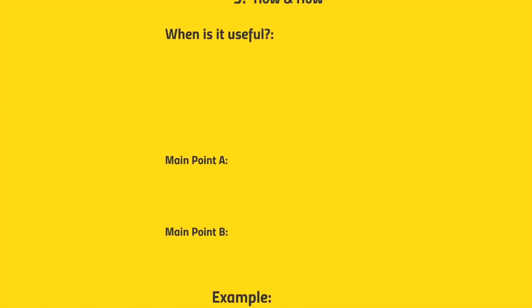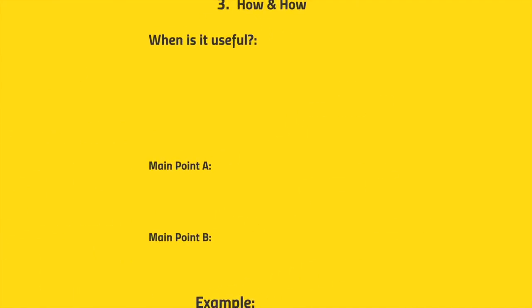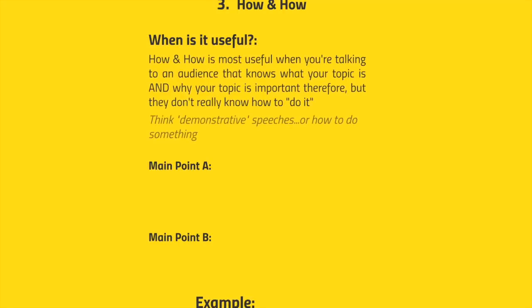All right, if neither of those work, then you can use a how and how format. Again, main point A is going to be about, well, I'll explain this in just a second, but you get the idea, right? So we want to think about a how and how as a demonstrative speech or a demonstration speech, essentially how to do something. So there's a lot of different things you can teach us how to do that might have value. Making a peanut butter and jelly sandwich, probably not one of those things. Making a smoothie, probably not one of those things.